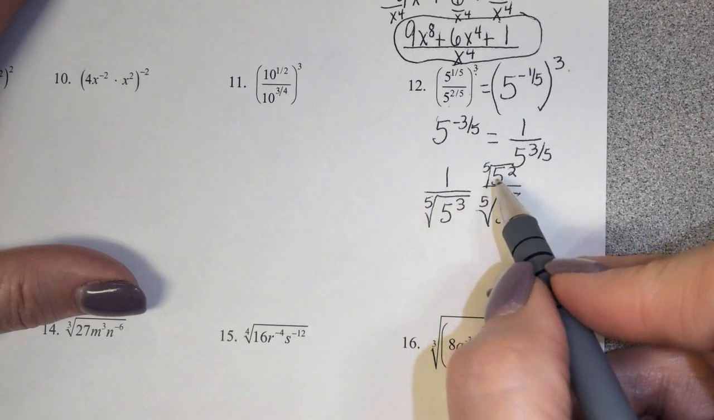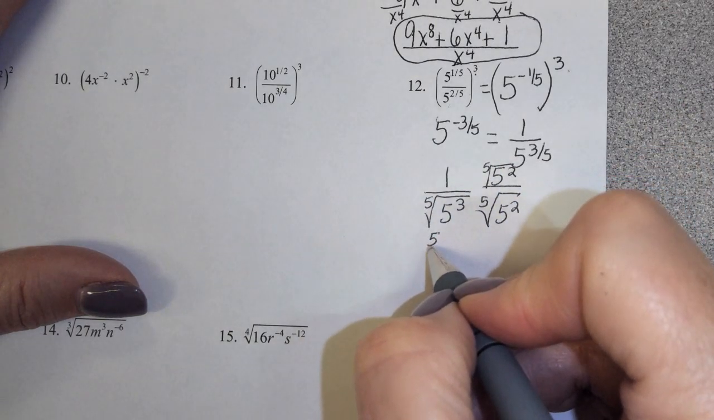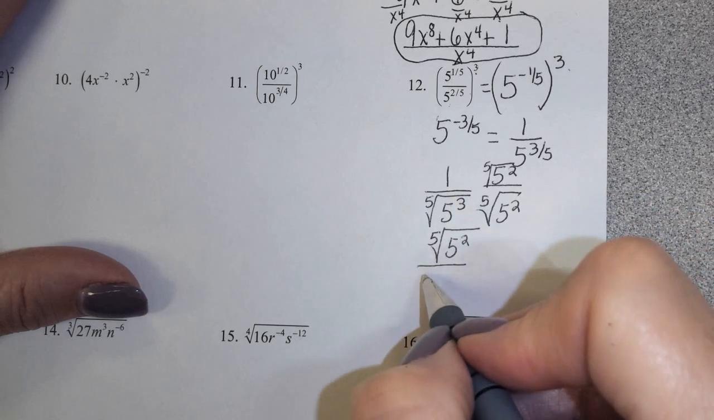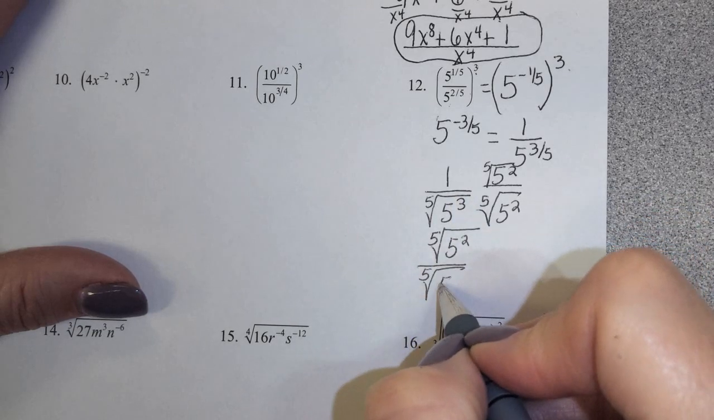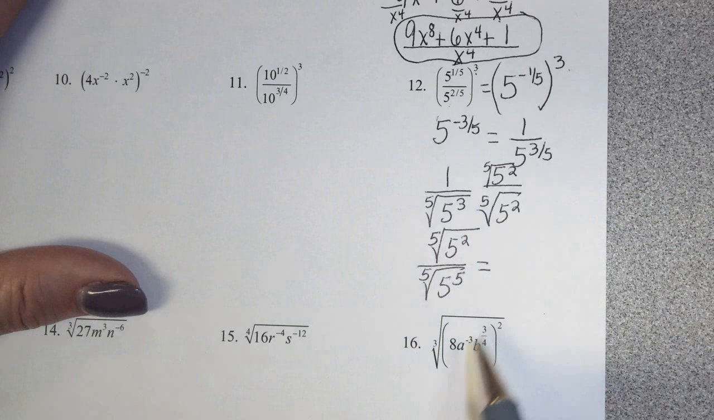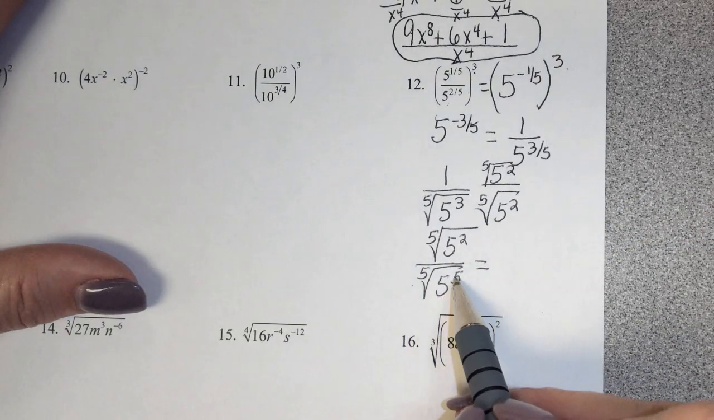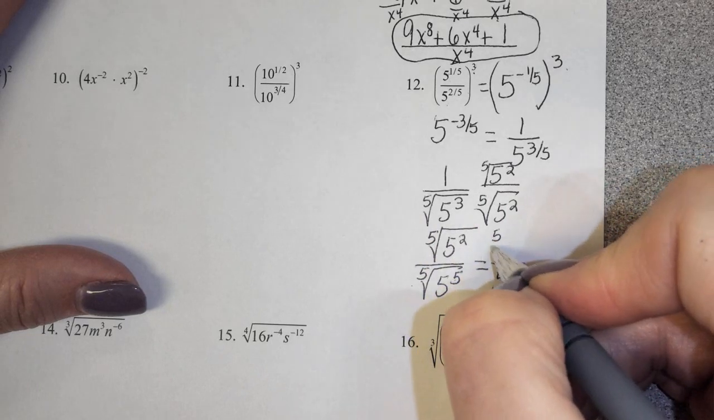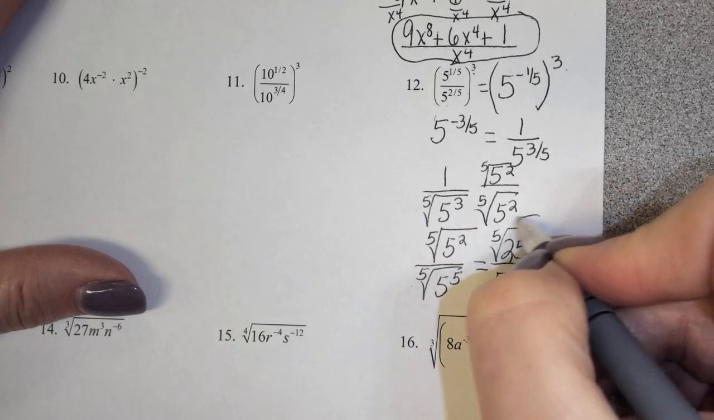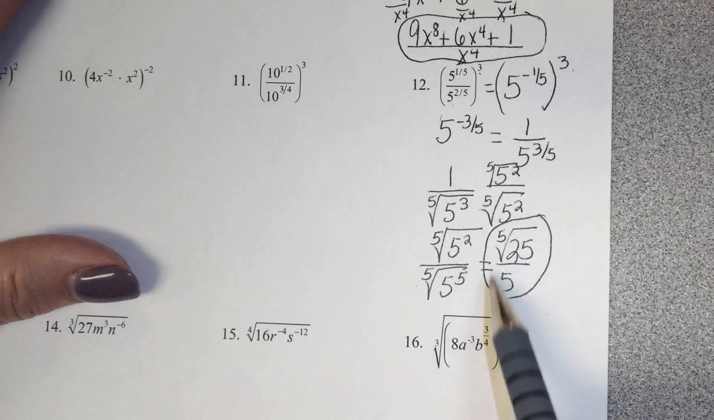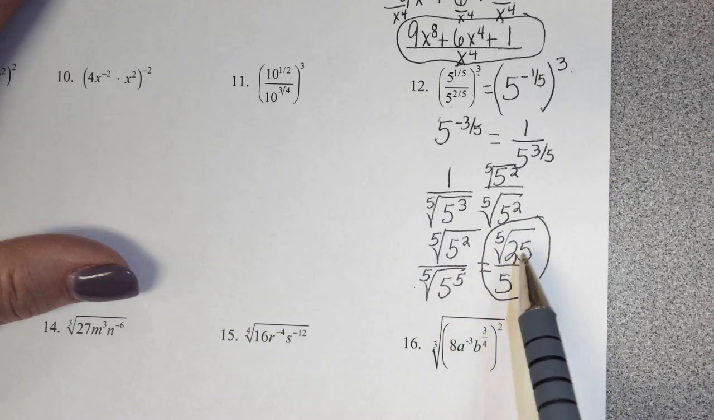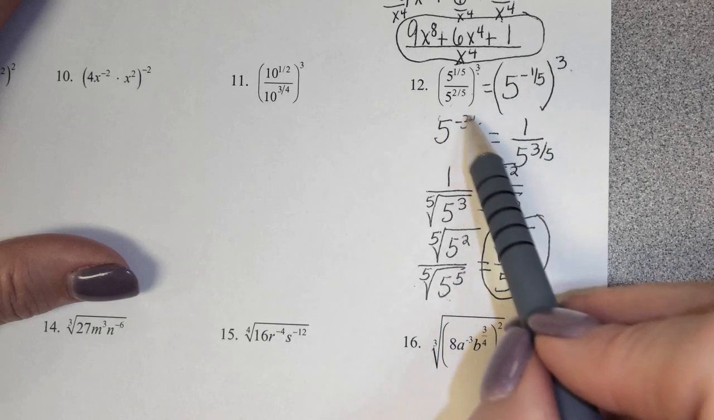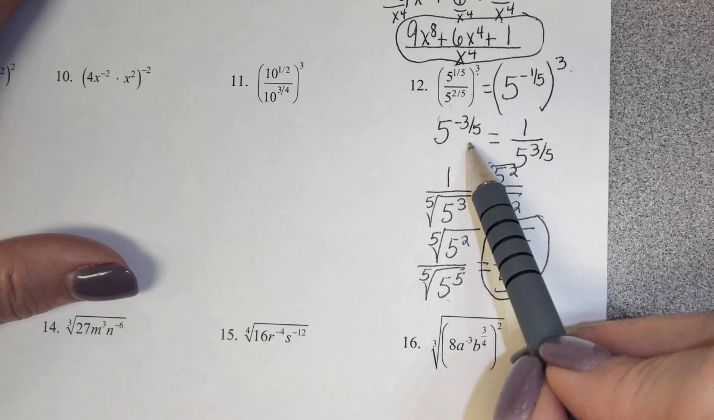And so now in the numerator I have the 5th root of 5 squared. In the denominator I have the 5th root of 5 to the 5th. Well, what is the 5th root of 5 to the 5th? And then here I've got the 5th root of 25. We're writing these in simplest radical form: no radicals in the denominator, no rational exponents, and no negatives.